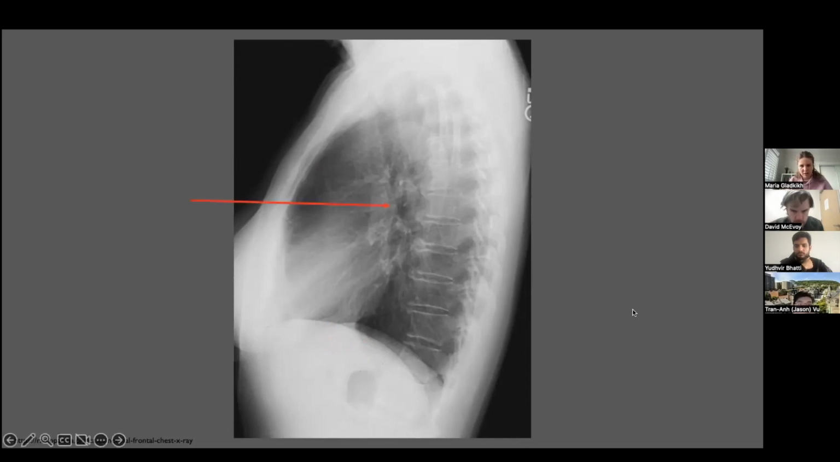This one I think is the trickiest of them all. What do we have? Okay. Yeah, what the hell are you pointing to?